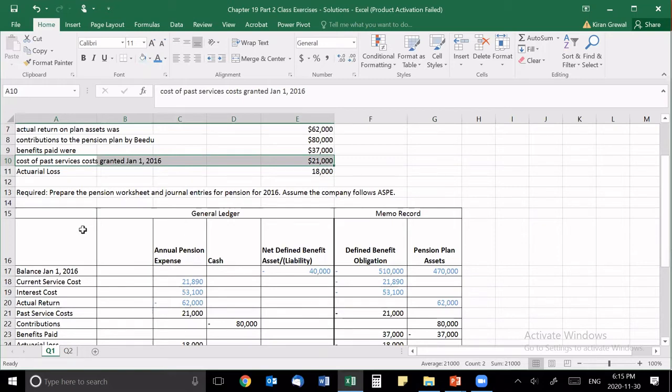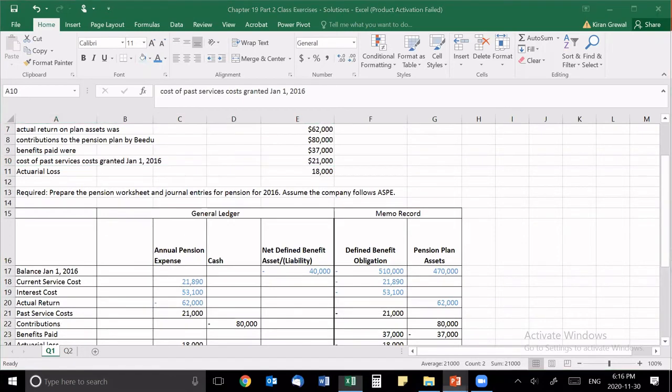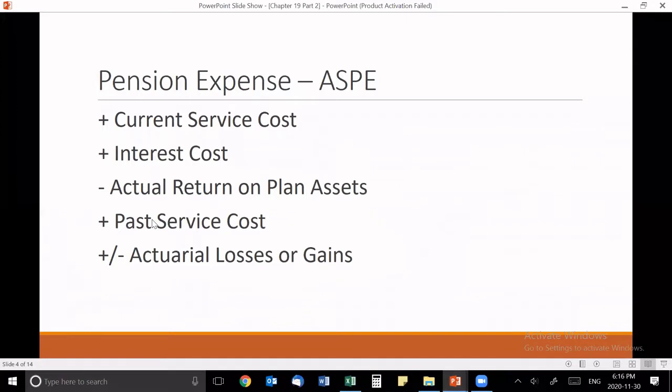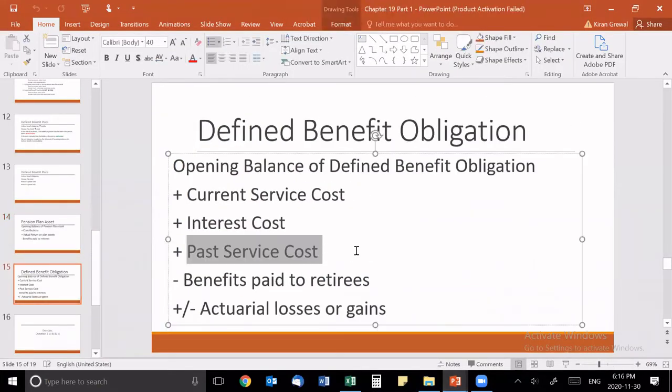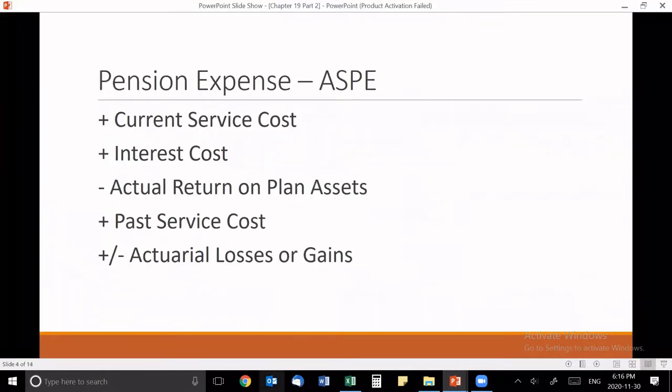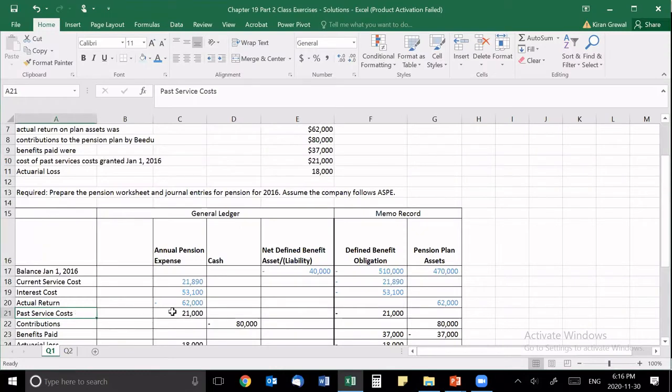All right, so we can go back to our cheat sheet, and you notice that past service cost is going to be added to our expense, and past service cost is going to be added to our liability, our defined benefit obligation. All right, so we're going to do the same thing here. We're going to take our past service costs. 21,000 is going to be added to the pension expense, so debit pension expense. And we're going to credit our liability, so it's going to be a negative amount for our liability.